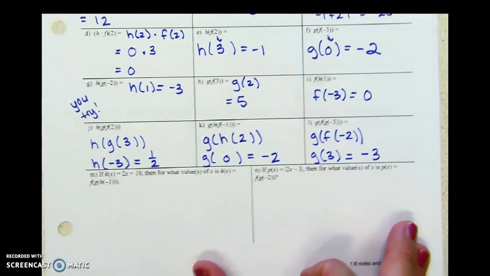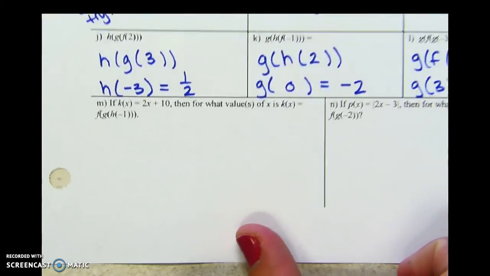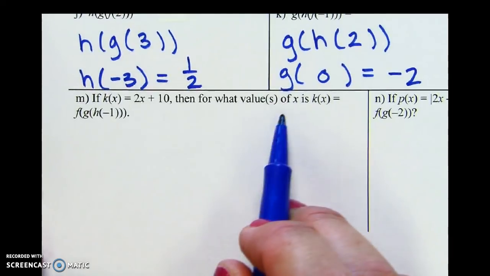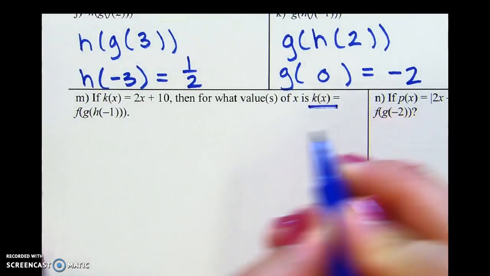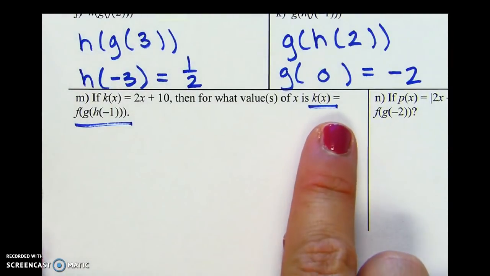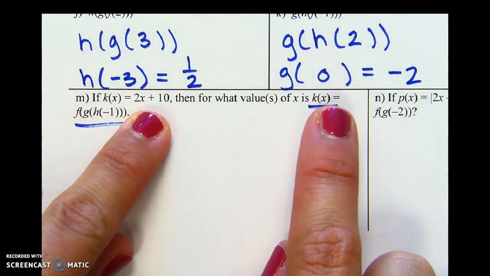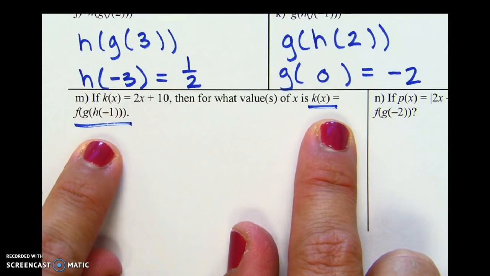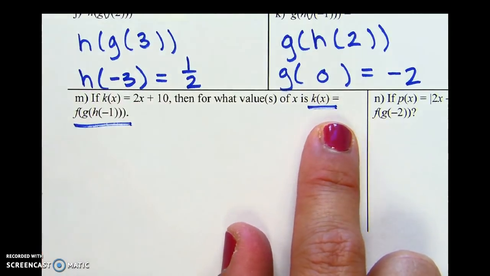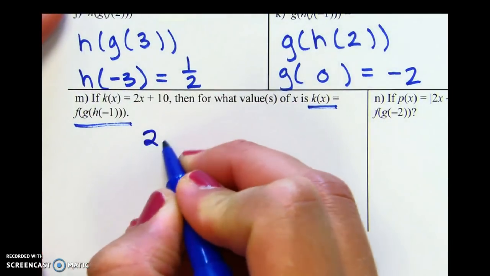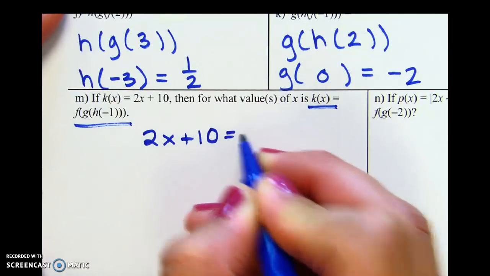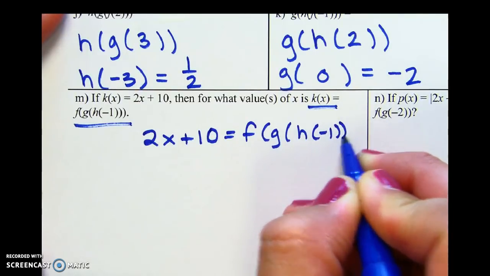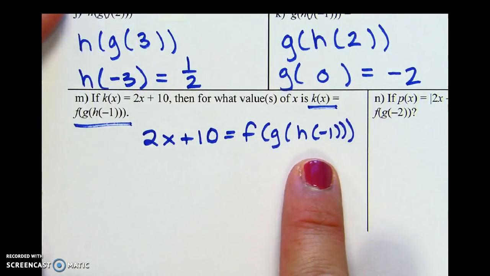Okay, here's some review. Ready? If k is 2x plus 10, then for what values of x is k equal to this? So if k equals 2x plus 10 and k equals this, then we're going to set 2x plus 10 equal to this. If k is equal to two things, then we're going to set them equal to each other. So 2x plus 10 will equal f of g of h of negative 1.